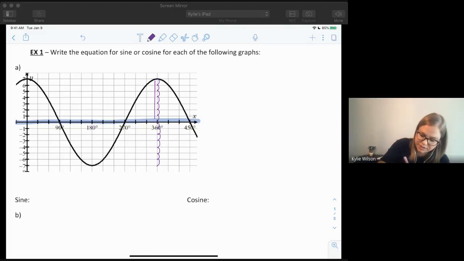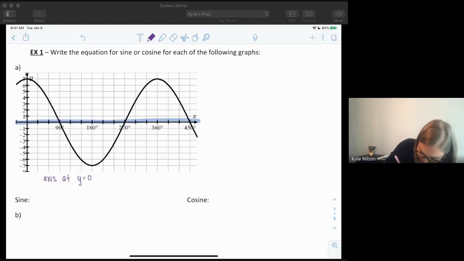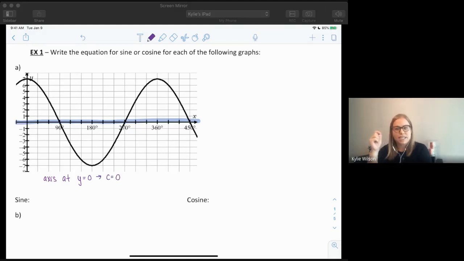That's another option too. Okay, so because my axis is at y equals 0, I'm just going to keep track of all of this. That's telling me that my c value is 0. So as soon as I have my axis, I immediately have my c value, which is fantastic.